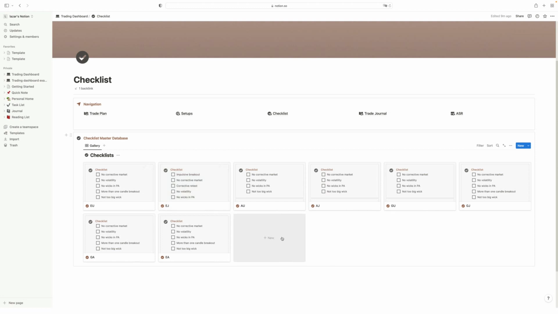So you can click on the new one, and you can delete this one. Sorry, this is only for example. Yours is gonna be blank. But again, if you do not want to use these pairs, you can delete them, and you can add your own pairs, and you can add your own boxes with your own unique questions. So yeah, that's pretty much it about the checklist. Very, very important thing, a very useful thing that you're gonna use right before you enter the setup.